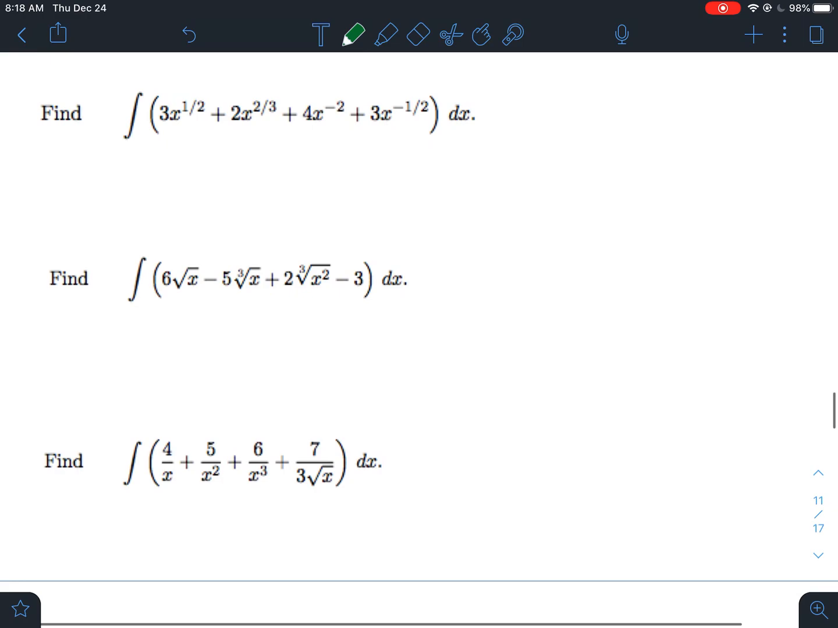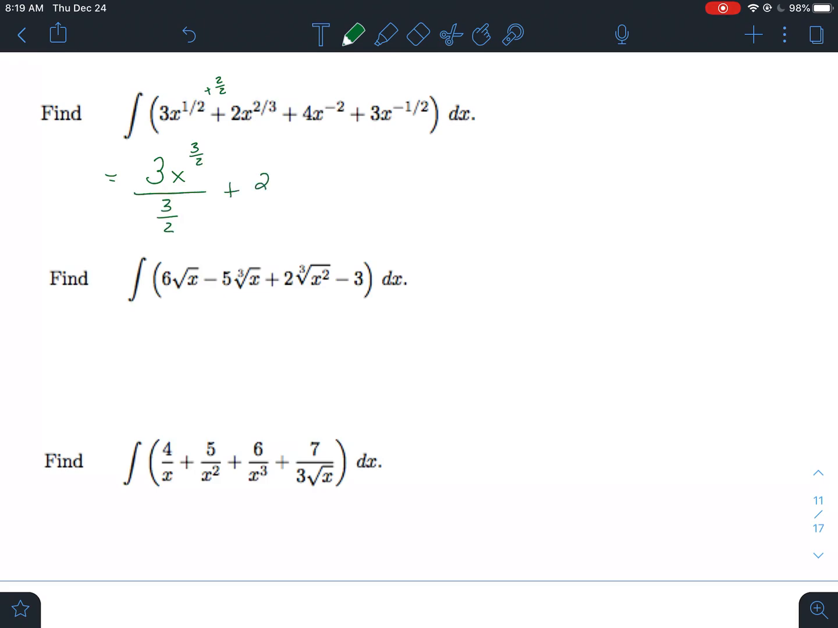All right, let's look at these. Find the antiderivative of 3x to the 1/2 plus 2x to the 2/3 plus 4x to the negative 2 plus 3x to the negative 1/2. All right, so we're going to add 1 to each of those exponents. So it'll be 3x. If I add 1 to 1/2, I'm going to add 2 over 2. So that's going to become 3 over 2. And then I'm going to divide by 3 over 2.